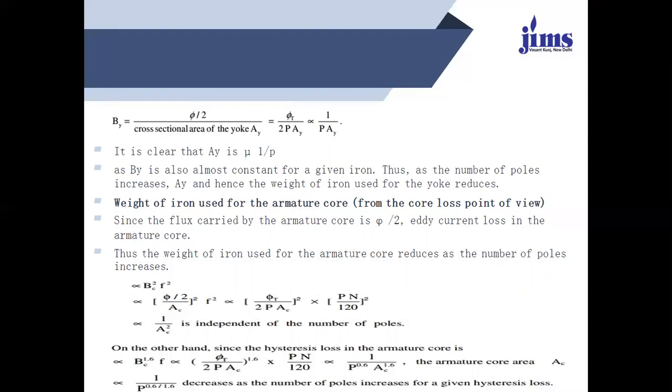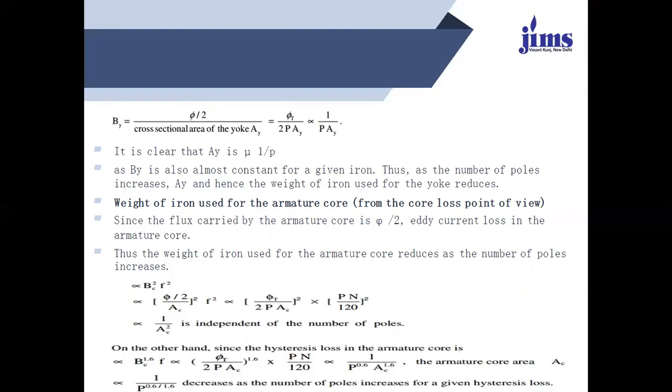It is clear that Ay is proportional to phi by 2 By, whereas By is also almost constant for a given iron. Thus, as the number of poles increases, Ay and hence the weight of the iron used for the yoke reduces. Next parameter is the weight of the iron used for the armature core from the core loss point of view.